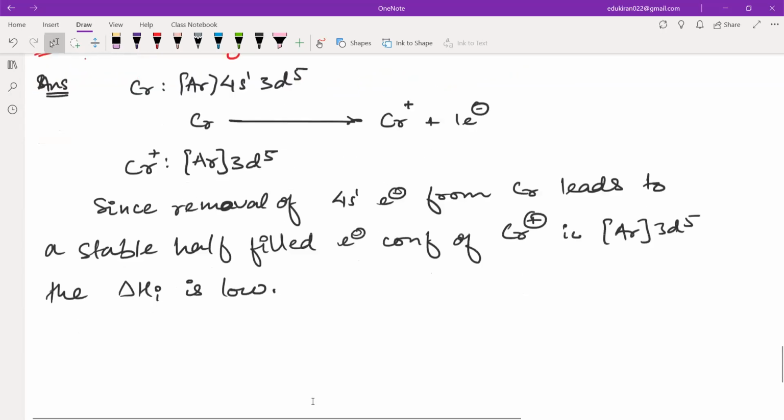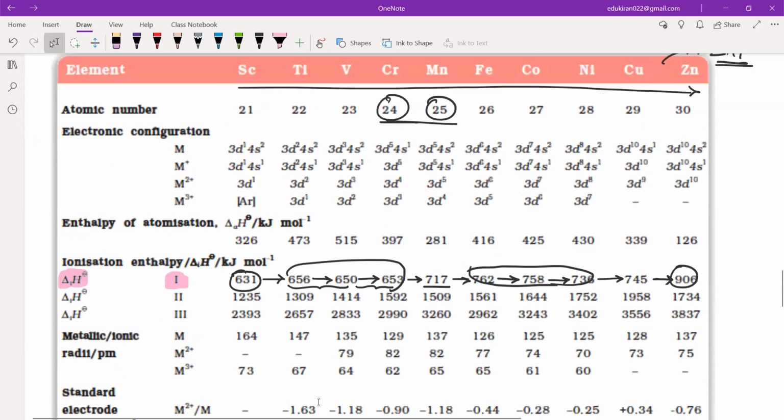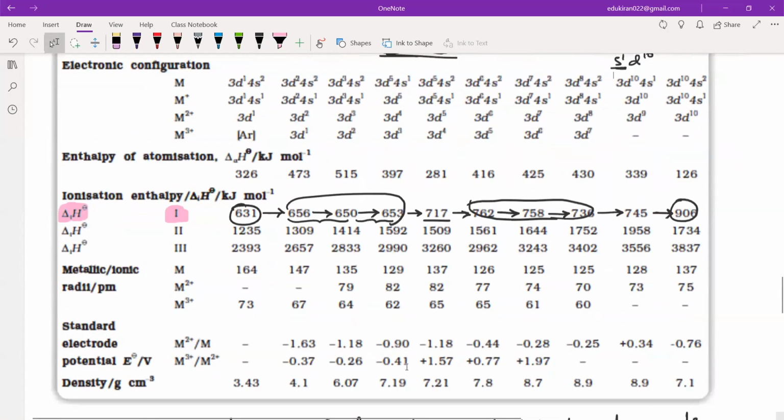Similarly, you can also be asked, see, zinc has a very high 906. So you can be asked why. Similarly for copper also, if they ask why it is so low, then you are going to say that copper is 4s1 3d10. If I remove one electron from the s subshell, I will be getting a completely filled d subshell. That is why it is lower.